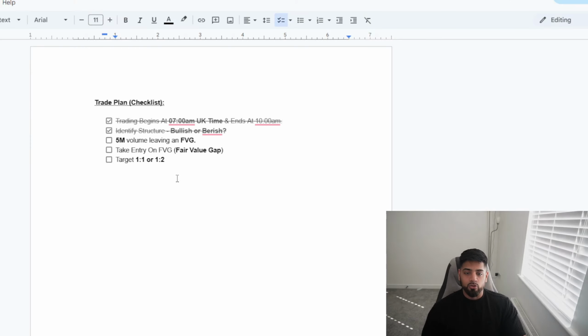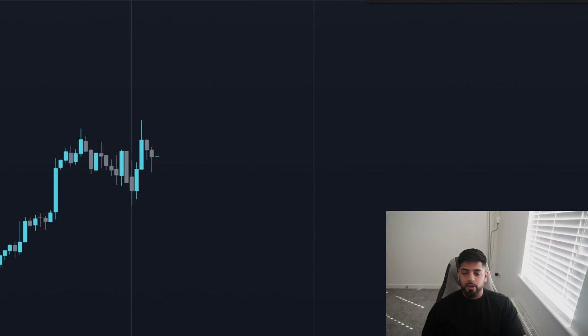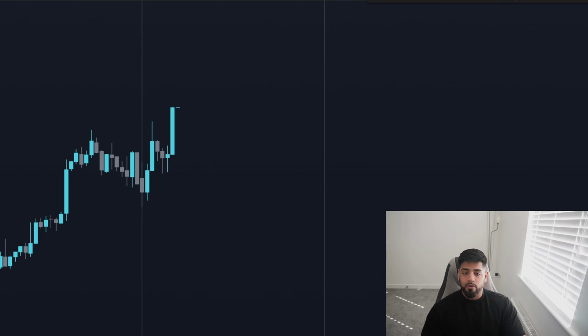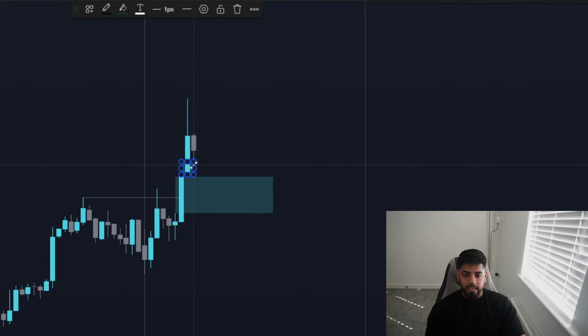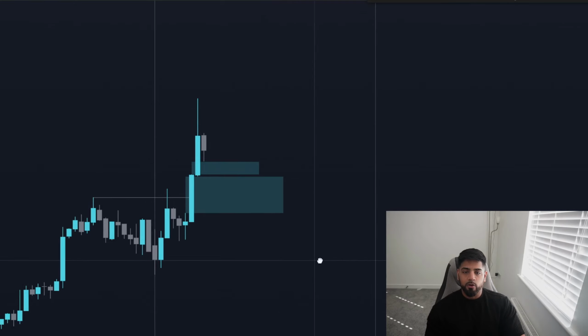And the next step is to identify a 5-minute volume candle leaving a fair value gap. So again, we come onto our charts and we wait for price to give us that. Well, at the moment, we haven't really got anything interesting. However, as we can see right here, we get this massive bullish candle that gives us not only a break of structure right here, however, it also gives us this volume candle which leaves this massive fair value gap. Now again, if I play the next candle, we can see that we've also got a fair value gap right here. And then we've got this bigger one just below it.